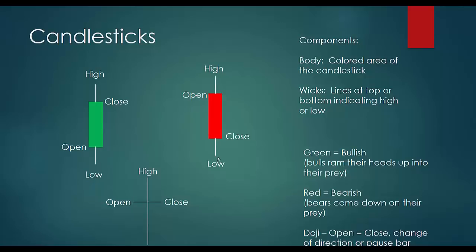Now, an easy way to remember bullish and bearish, green is always bullish, and that is because bulls ram their heads up into their prey. Bearish, bears always come down onto their prey. An easy way to remember it is that bulls are always going up, bears are always coming down. Then you have the doji, and on the doji, of course, you have your open, your close, and they're equal or just about equal. And then, of course, you have your high and your low.